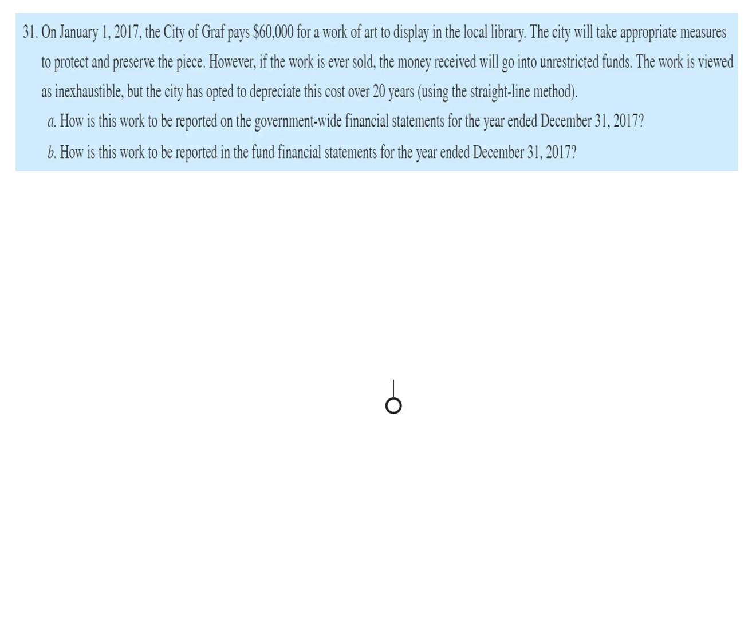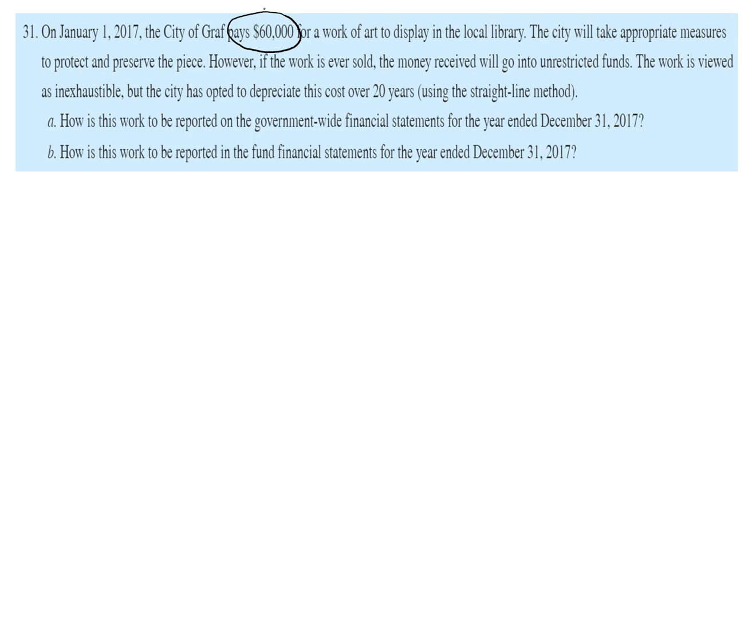Now if you record it as an asset, here comes the question of depreciation. Remember, you will depreciate if it is considered exhaustible. Now let's see this example. It says that on January 1st, 2017, the city of Graph pays 60,000 for a work of art. That means they are acquiring it, and since they are acquiring it, of course, they have to record it. And if you think of the government-wide financial statement, they will show it as an asset.